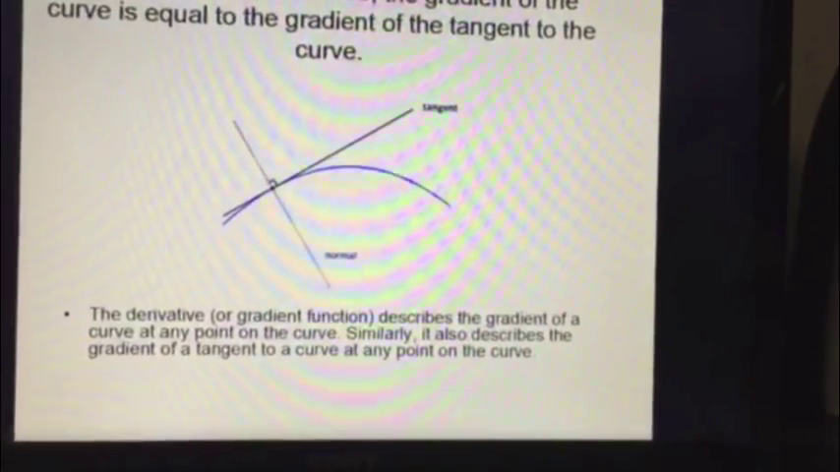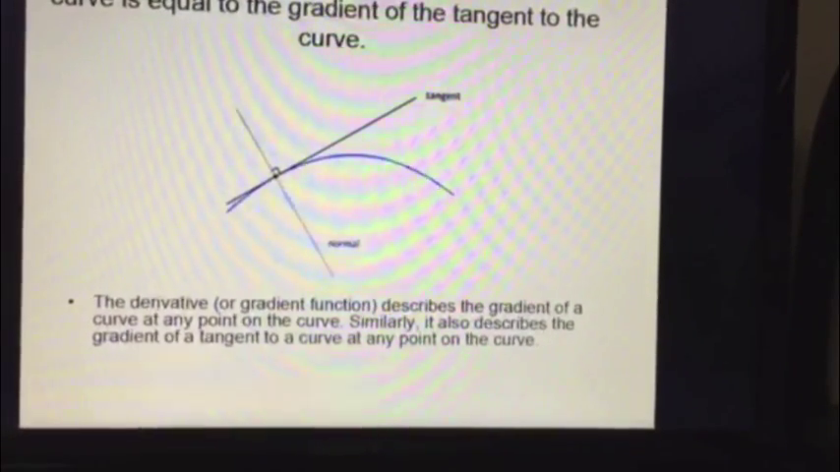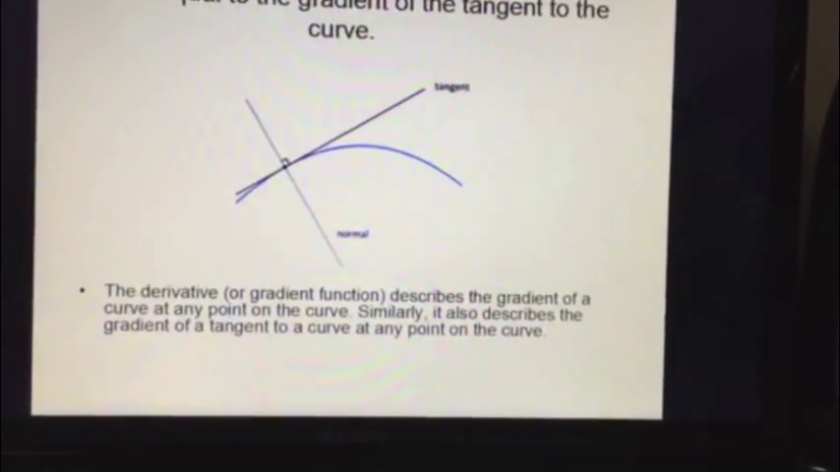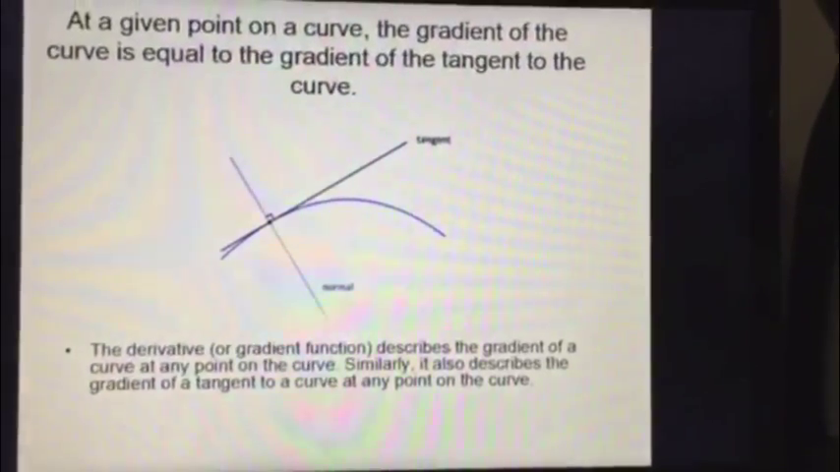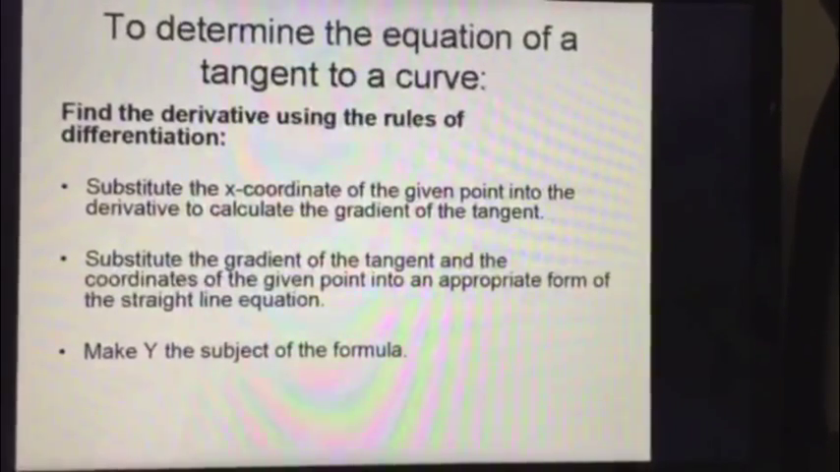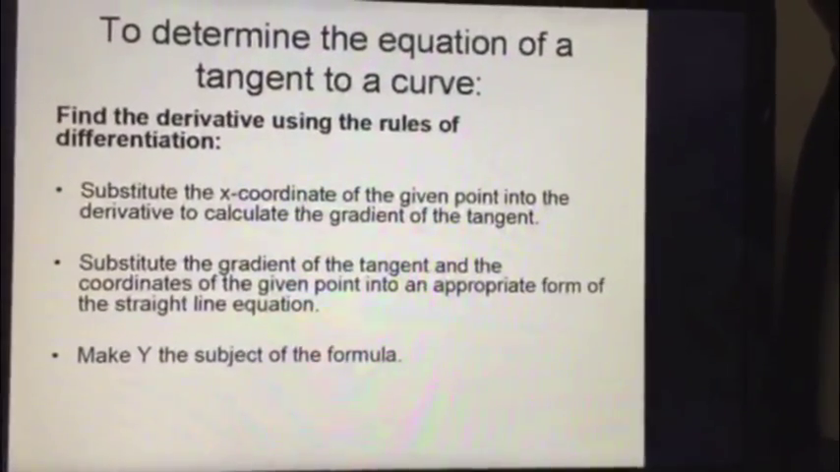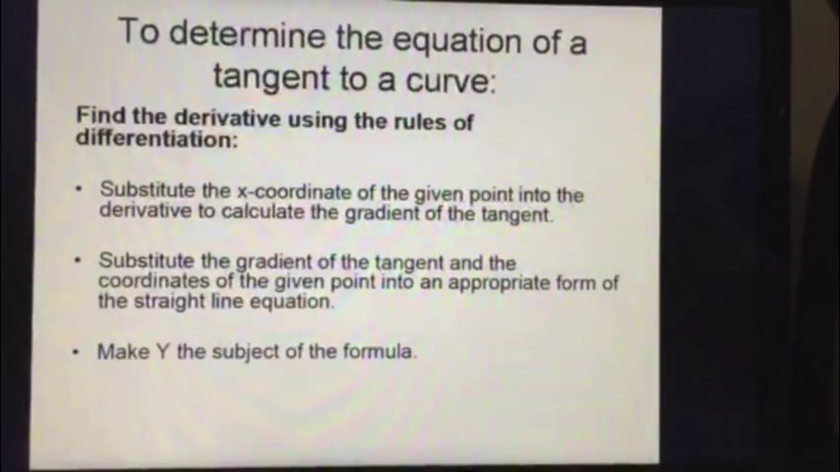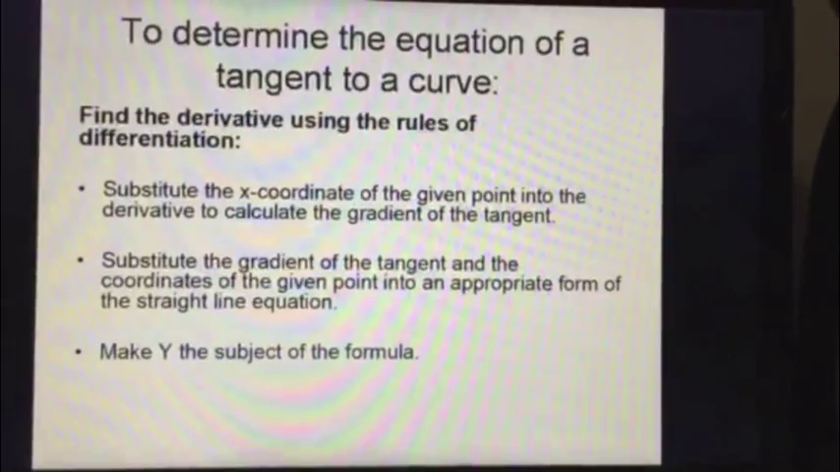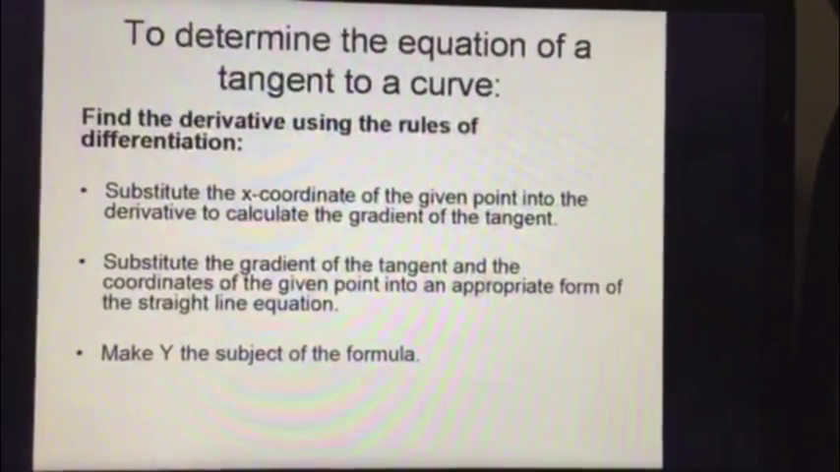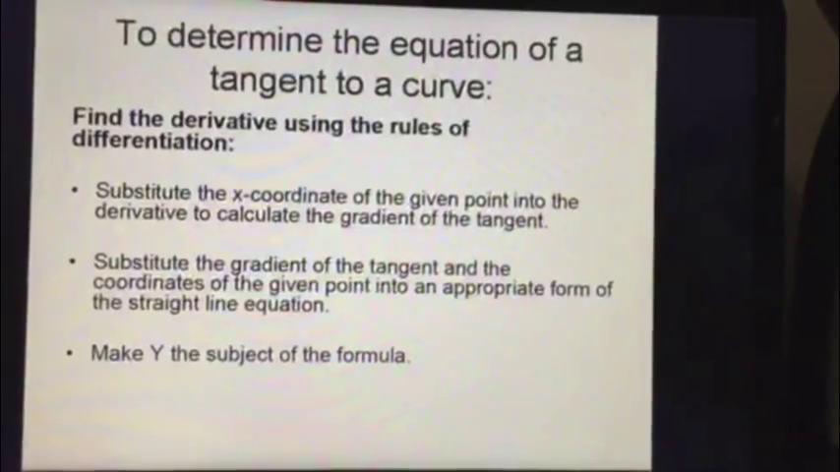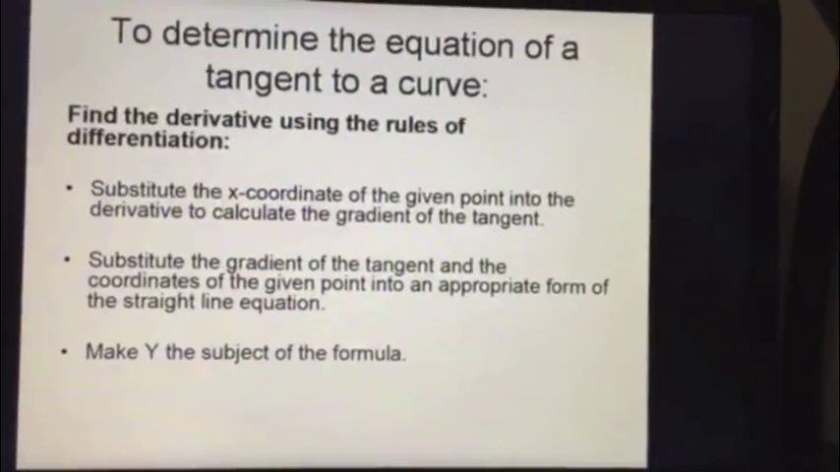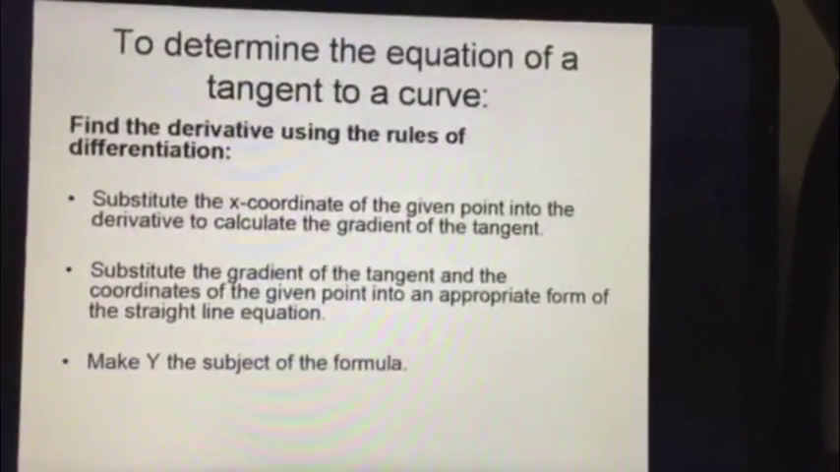The derivative, or gradient function, describes the gradient of a curve at any point on the curve. Similarly, it also describes the gradient of the tangent to a curve at any point on the curve. To determine the equation of the tangent to a curve, we need to find the derivative using the rules of differentiation. Firstly, substitute the x-coordinate of a given point into the derivative to calculate the gradient of the tangent. Then substitute the gradient of the tangent and the coordinates of a given point into an appropriate form of a straight line equation. At last, make y the subject of the formula.